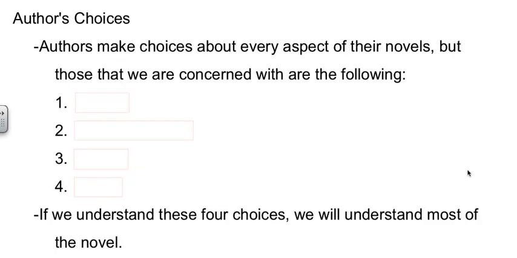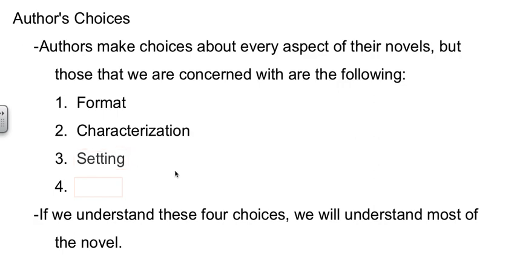All right. The next thing we're going to talk about is the choices that the author makes. Authors make lots of choices as they're writing their novels. But we're only concerned with 4 of them. We're concerned with the format that they choose, the characterization that they use, the setting that they choose, and the genre that they choose. So if we understand these 4 choices, then we're going to understand the novel as a whole. So let's take a look at what these 4 choices are.